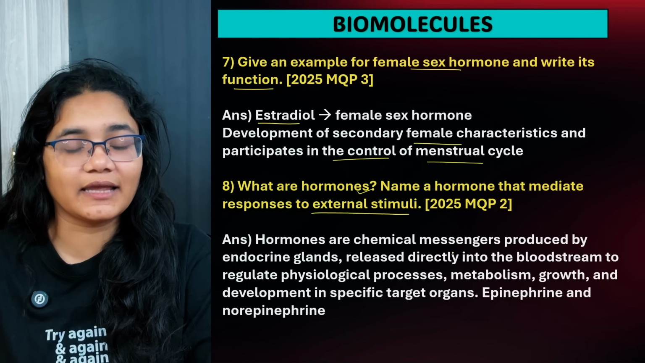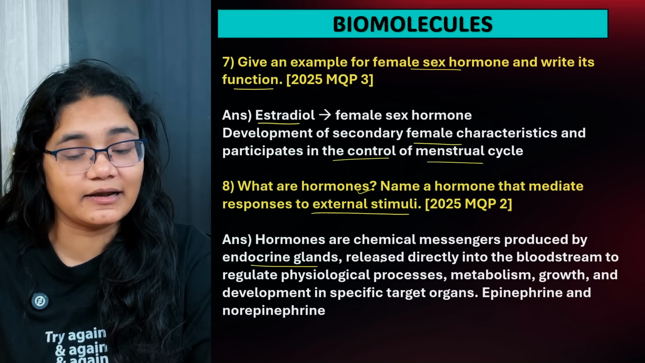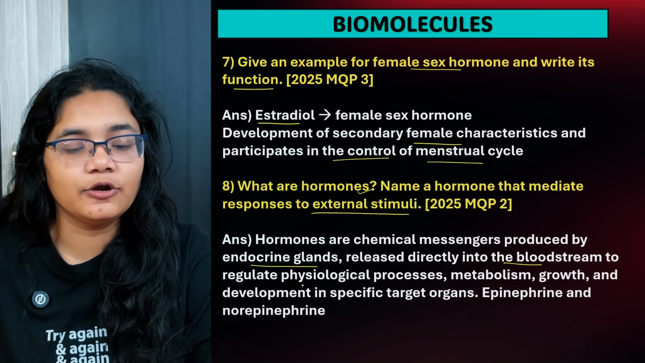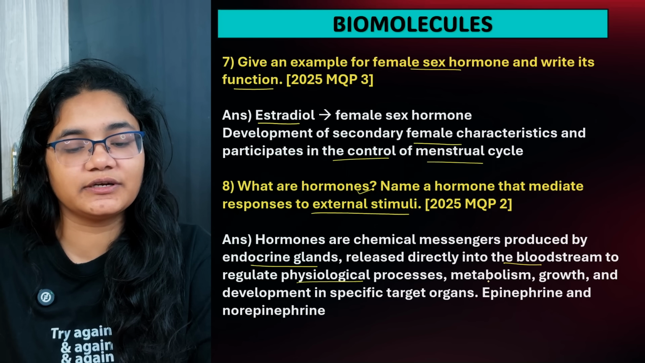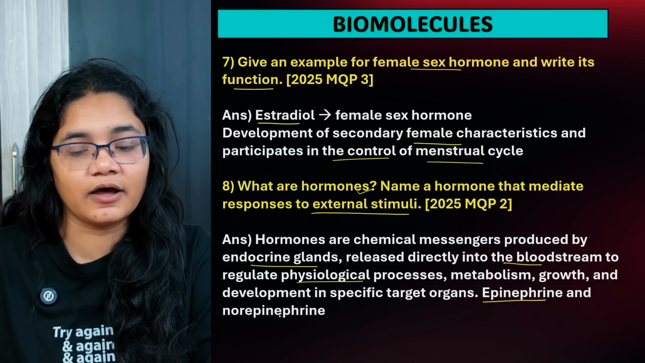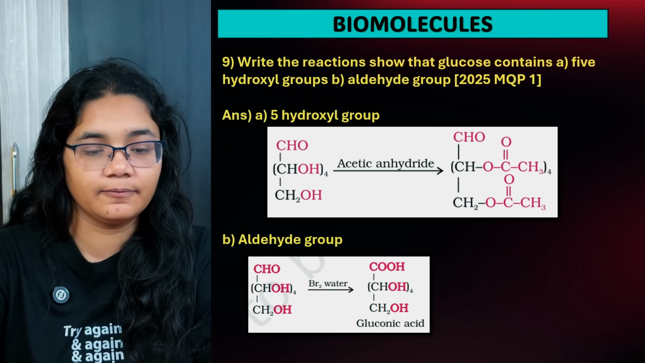Next, what are hormones, and name a hormone that mediates response to external stimuli. So hormones are the chemical messengers produced by endocrine glands directly into the bloodstream to regulate different physiological processes, and the hormones which are responsible for external stimuli are your epinephrine and norepinephrine.